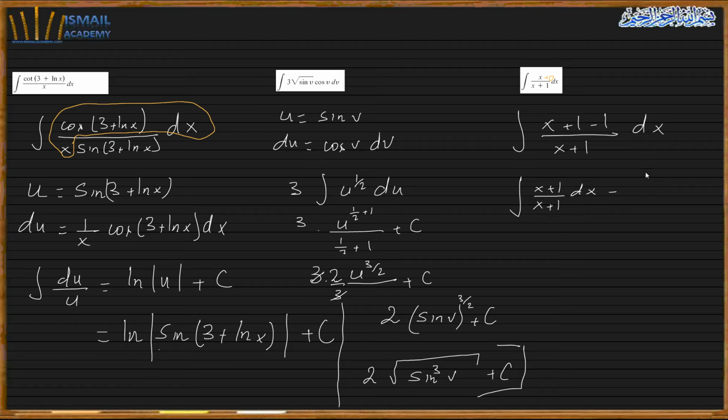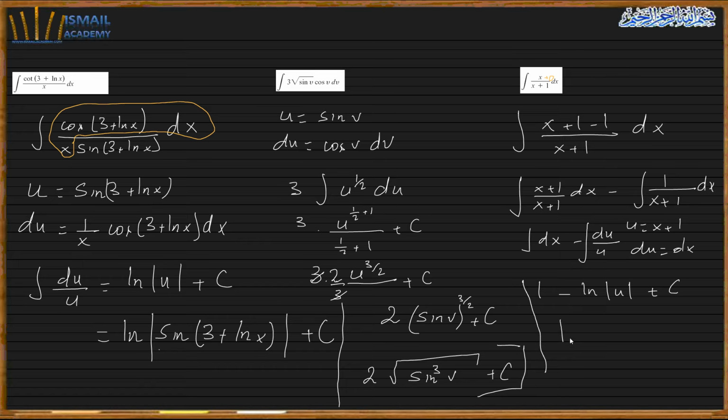dx minus 1 over x plus 1 dx. So this is just 1, so it's going to be dx minus, and the derivative here of x plus 1 is 1, so that means my u will be x plus 1, so du will be just dx. So then here will be du over u. So here is going to be x minus ln of absolute value of u plus c, and u is x plus 1, and you'll be done.